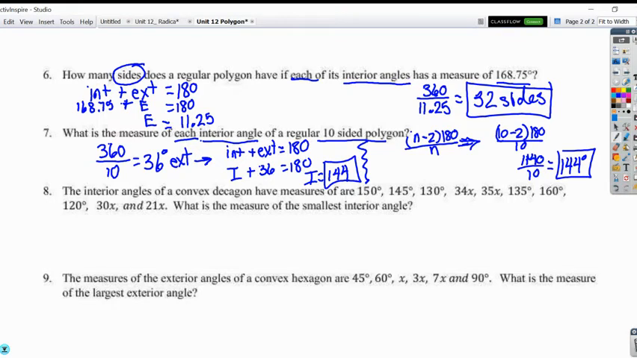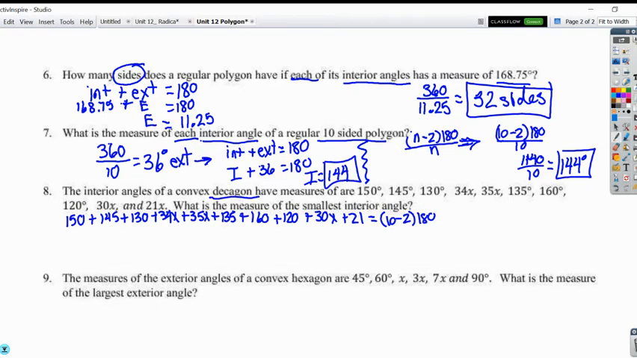Number 8, I've got interior angles in a convex decagon given to me. So this is going to be a little bit lengthy for us. We're going to have to add them all together, the 150 and the 145 and the 130 and the 34x and the 35x and the 135 and the 160 and the 120 and the 30x and the 21x. Good, we've got them all added together. And now this is a decagon, so it's going to be equal to this 10 minus 2 times 180 sum. So overall, it's equal to this 1,440.